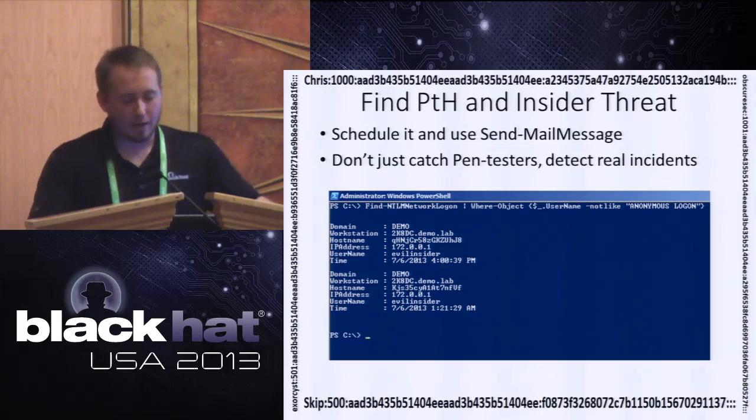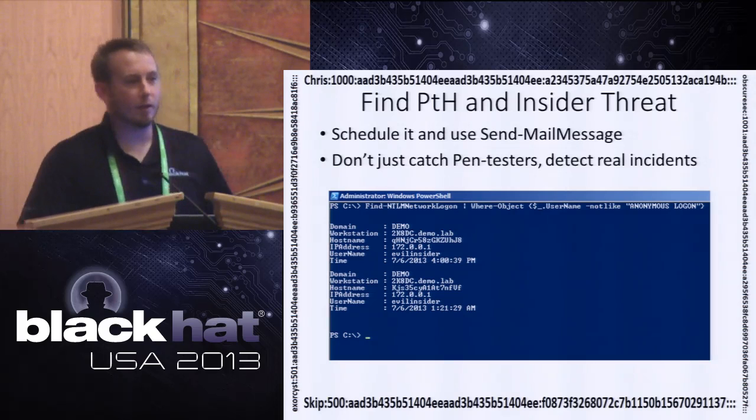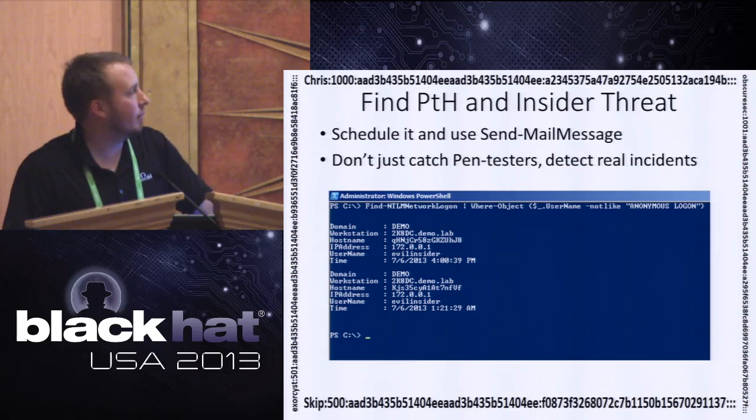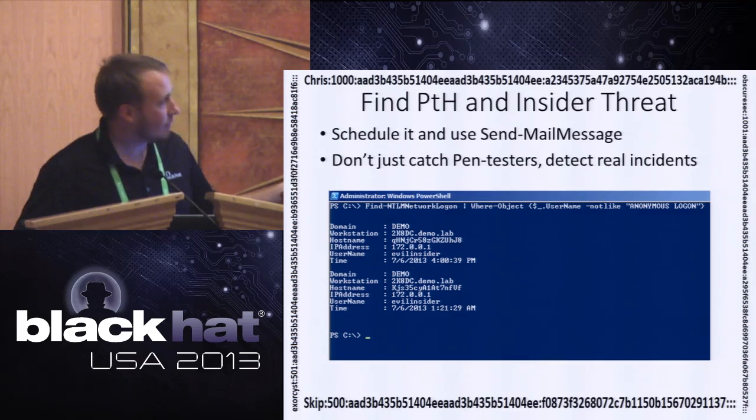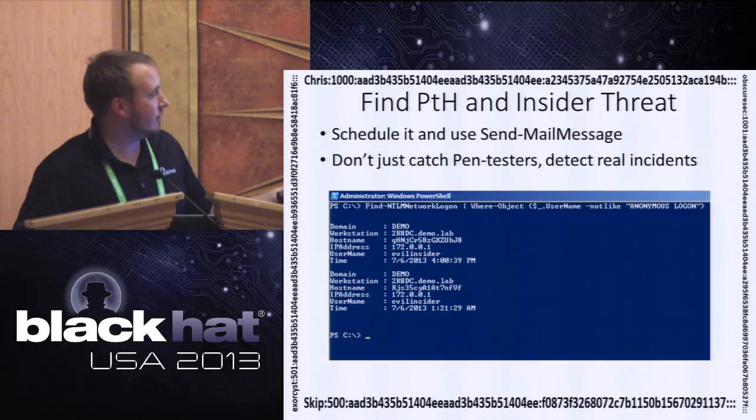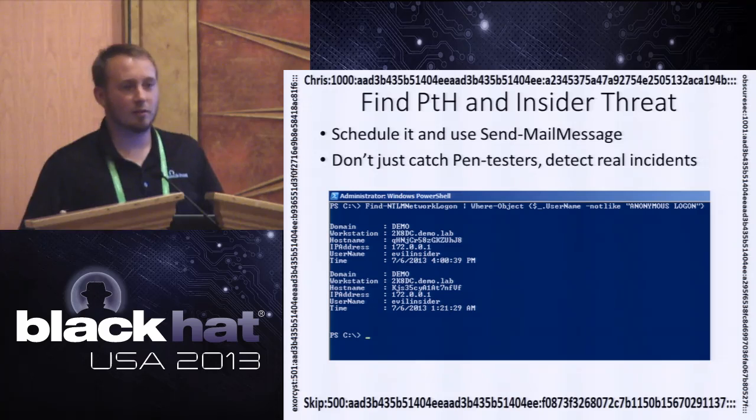So now we can find pass the hash, and additionally, we pick up insider threats where elevated accounts have been used, maybe outside normal use. One of the things you can do, because this is returning objects, is play with them. This is a pretty good string to use. We want to get rid of anonymous logins, which are going to show up all over the place. Anybody know what that host name is? That's the randomly generated host name used by the Metasploit psexec module.